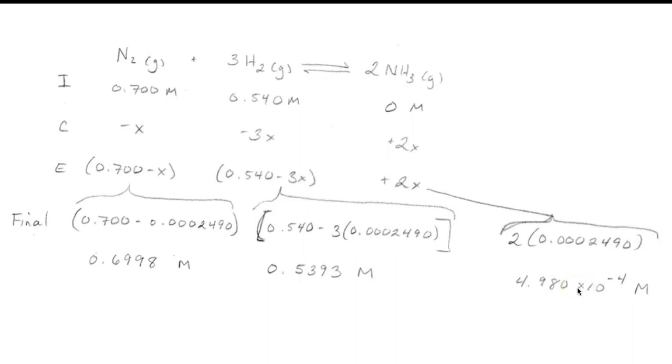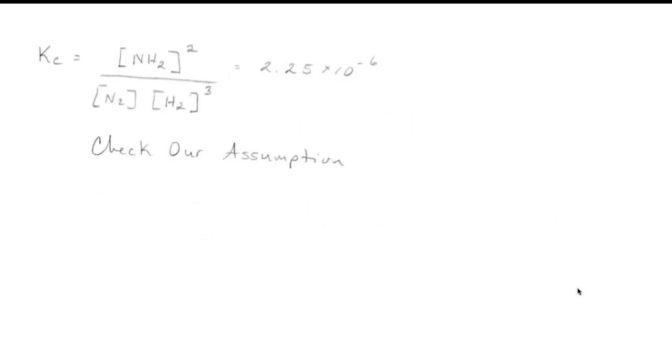But that's not what the question was asking. The question was asking us to report this in partial pressure. So before we even go and try that, let's just see if these concentrations make sense. This was our original expression for Kc, which is the concentration of ammonia squared over N2 to the first, H2 to the third. And we know that equals 2.25 times 10 to the negative 6.